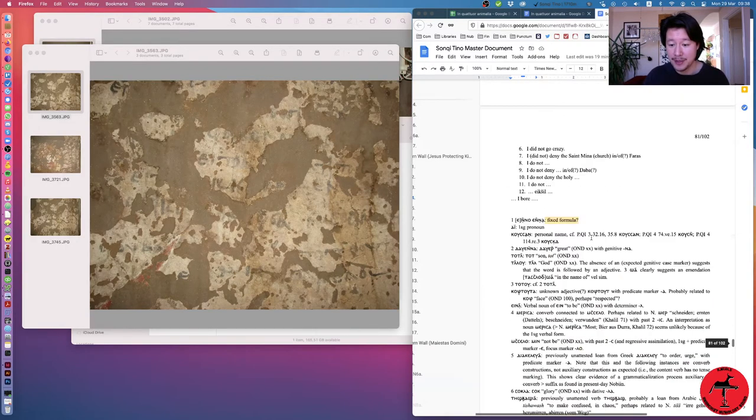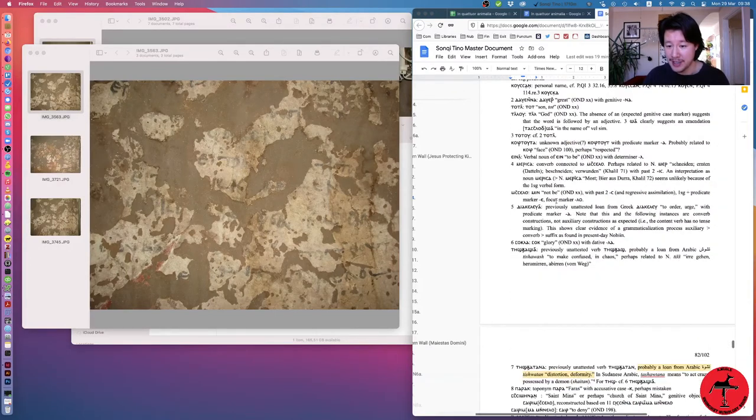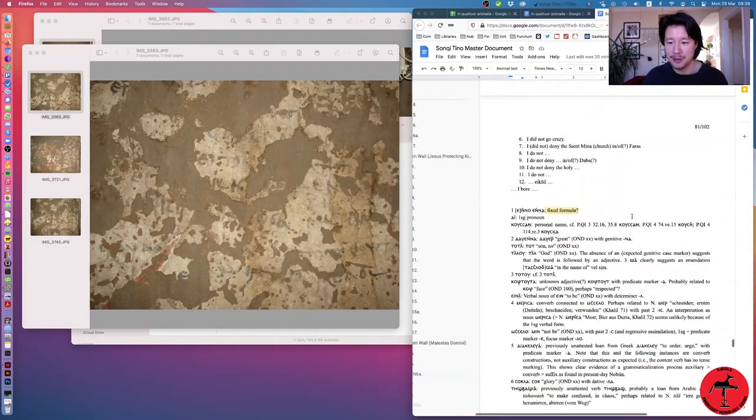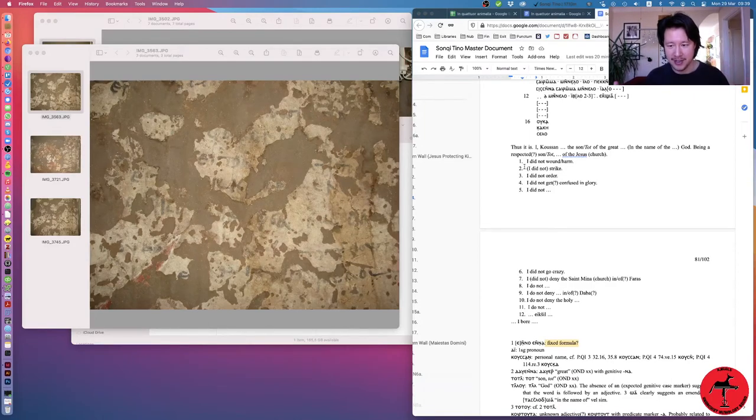So on Twitter, several people commented on what these words could be, and we got a very nice close parallel, the Arabic tishawash, to make confused and chaotic, and also tishwatan, which means distortion, deformity. And apparently in Sudanese Arabic, you still have the verb tishwatana, which means to act crazy and possessed by a demon. So clearly in Arabic, these words are related from the same root. And moreover, they really fit into the semantic field of this text, namely, I didn't do X, and X is a negative thing. Wounding, striking, being confused in glory, going crazy, denying a church, and so on.